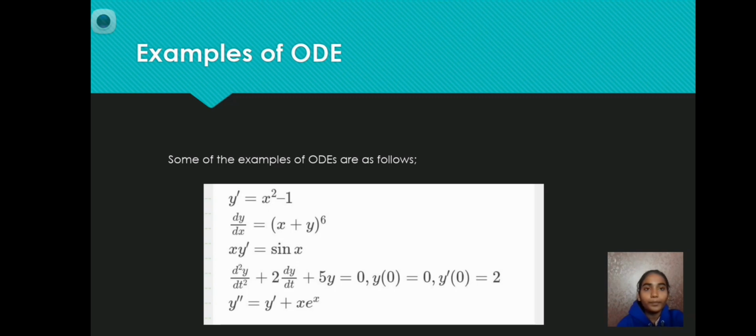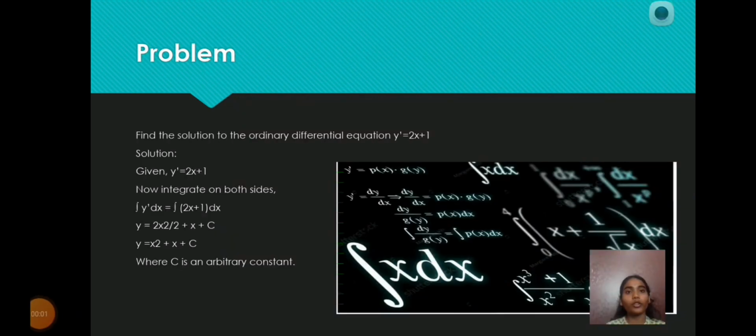So let us solve a problem for a clear picture of this concept. Find the solution to the ordinary differential equation y dash equals 2x plus 1. Let us go through the solution. The given equation is y dash equals 2x plus 1. So now integrate on both sides. Integration of y dash into dx equals integration of 2x plus 1 into dx. y equals 2x square by 2 plus x plus c. y equals x square plus x plus c, where c is an arbitrary constant.